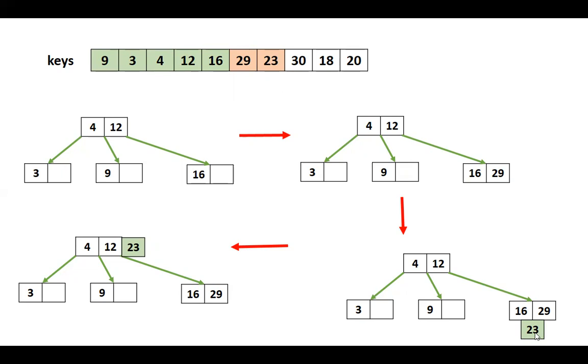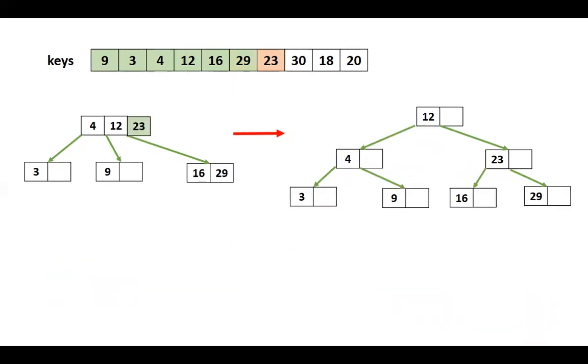When you split the node, what will happen? Now what is the median? Median is 23. So 23 will move up to the parent node, right? So 23 is moved up to the parent node. The parent node is also full. So again, this parent node will split and again the middle element, that is 12, will move up as a new root. Fine. So 12 moves up as a new root.